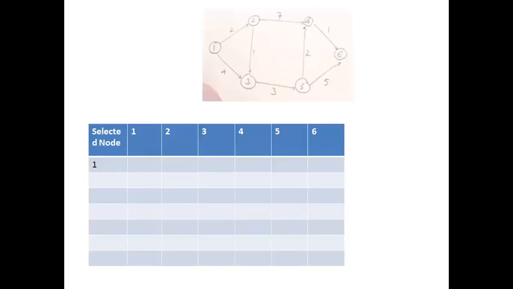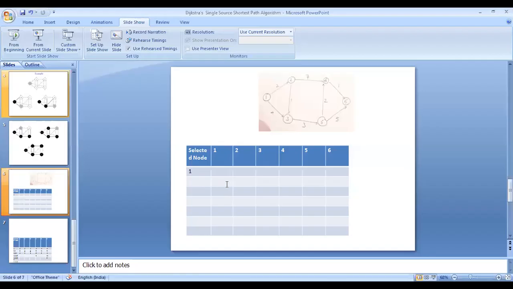Here 6 nodes are given: 1, 2, 3, 4, 5, 6. We consider the first node as the source vertex, and we have to find the distance from the source to all other vertices. Initially we consider the selected node as 1, so 1 to 1, the distance is 0. Then 1 to 2, there is a direct path with distance 2. 1 to 3 with distance 4. 1 to 4, there is no direct path, so we consider that as infinity.